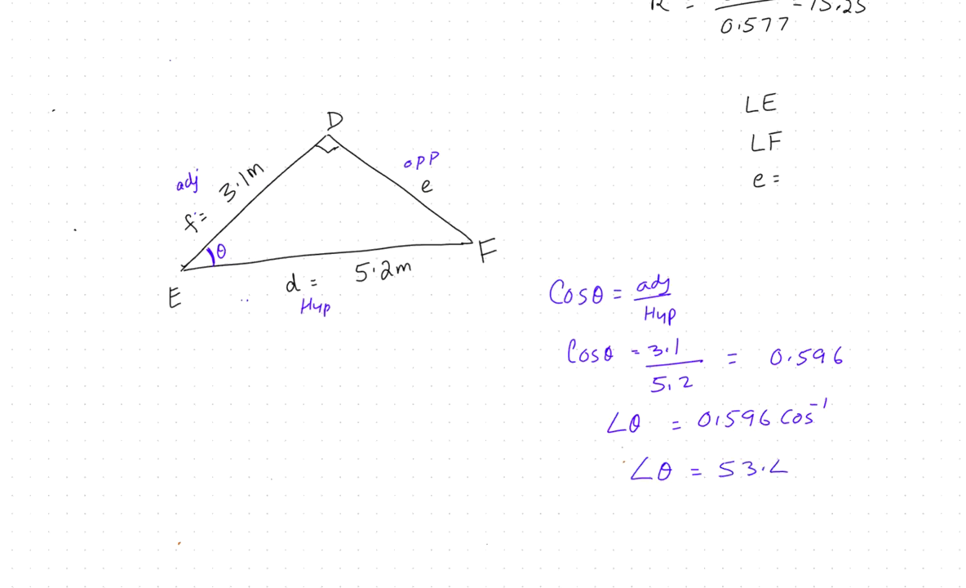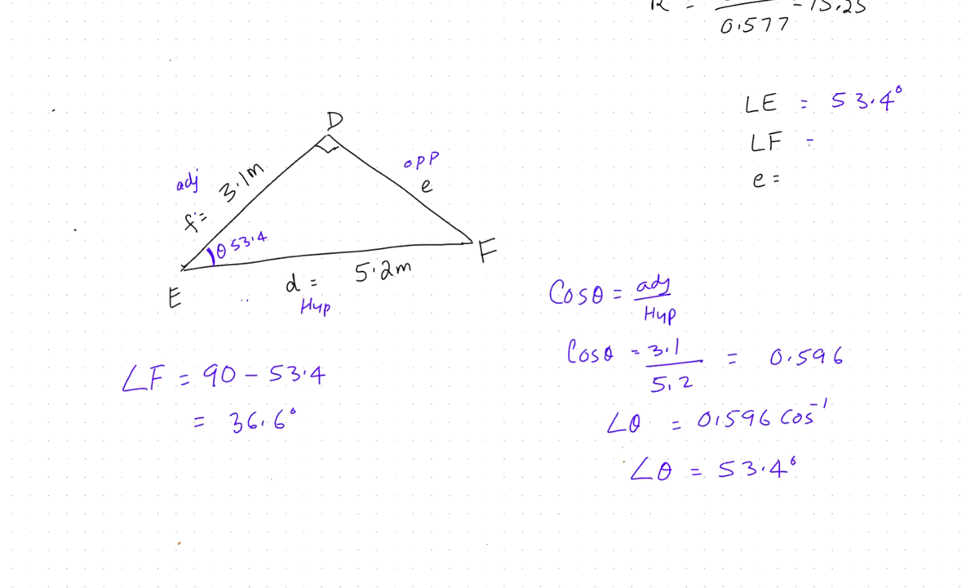So we know angle E is 53.4 degrees and angle D is 90. So these two angles E and F should come to 90. So angle E we know is 53.4. So angle F will be 90 minus 53.4. So 90 minus 53.4 comes to 36.6. So angle F is 36.6 degrees.